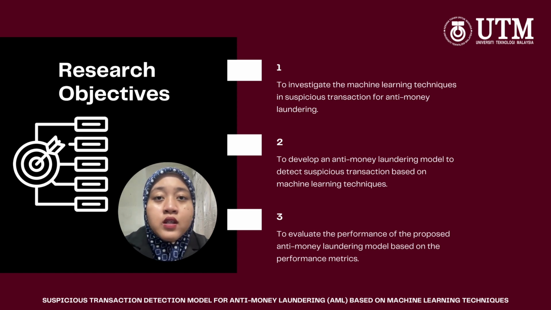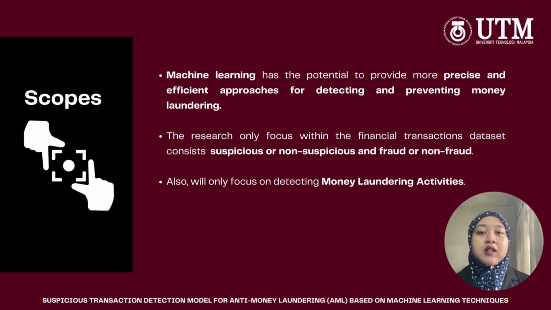Next is the research objectives, and I have listed the three main objectives here. The first one is to investigate the machine learning techniques in suspicious transaction for anti-money laundering. The second one is to develop an anti-money laundering model to detect suspicious transactions based on machine learning techniques. And lastly is to evaluate the performance of the proposed anti-money laundering model based on the performance metrics. So next is the scopes.